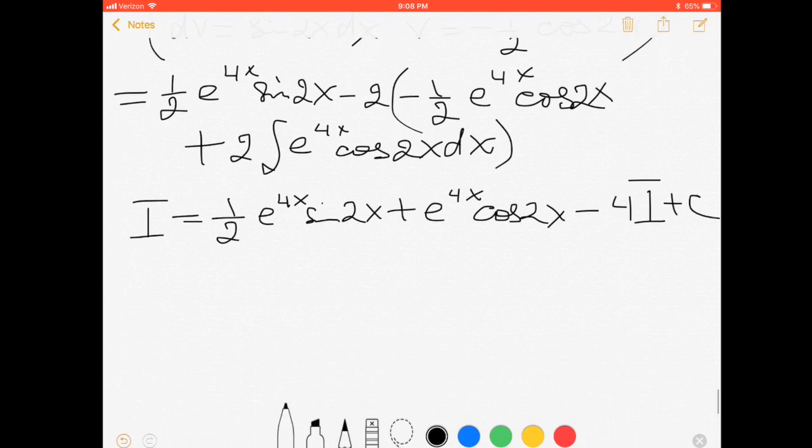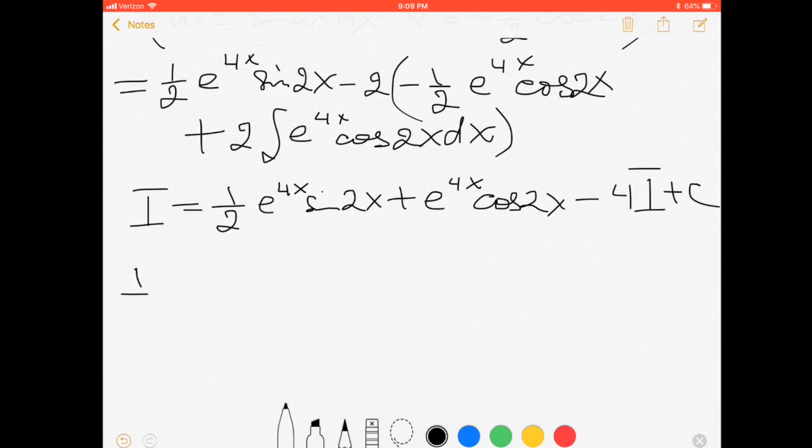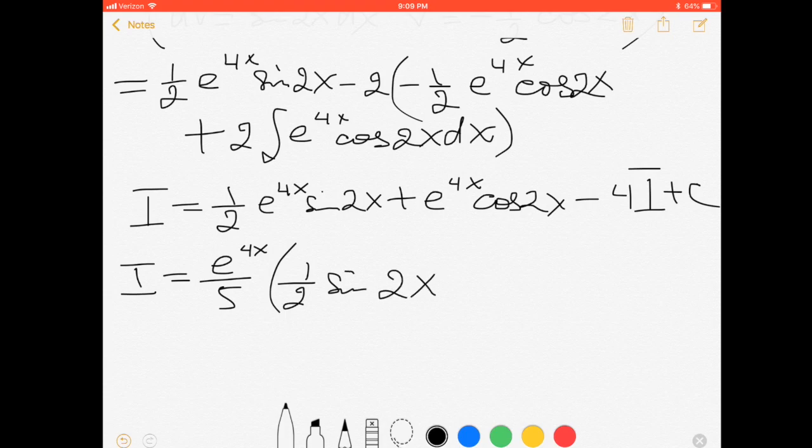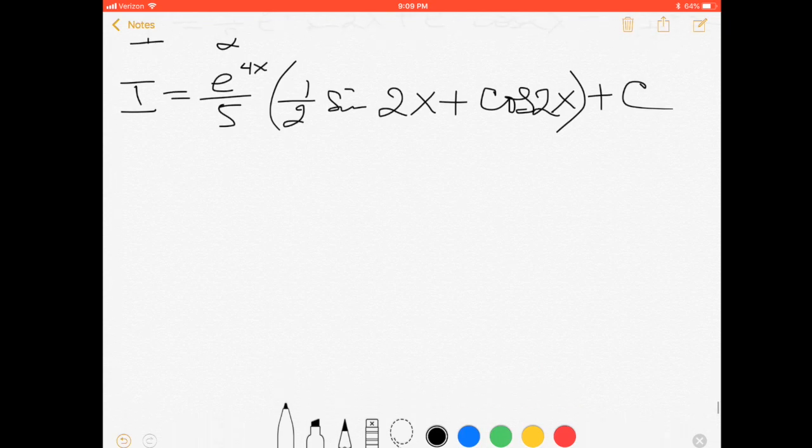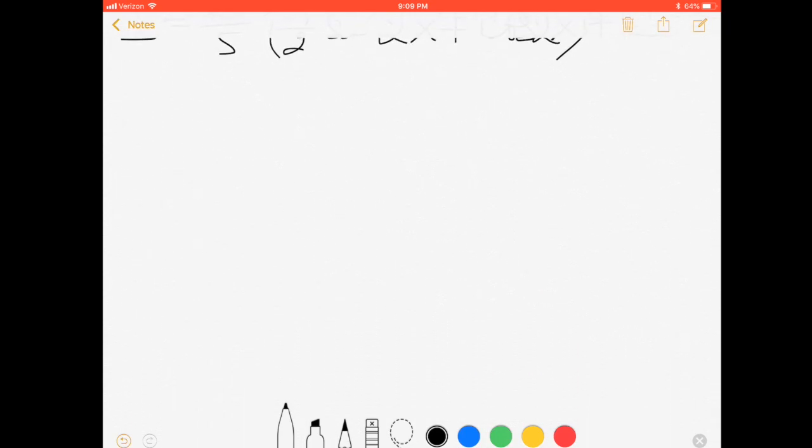Great. Finishing, we have I will be e to the 4x over 5, times 1/2 sine 2x plus cosine 2x, plus some c. Okay. Well, I think we're doing one more example.